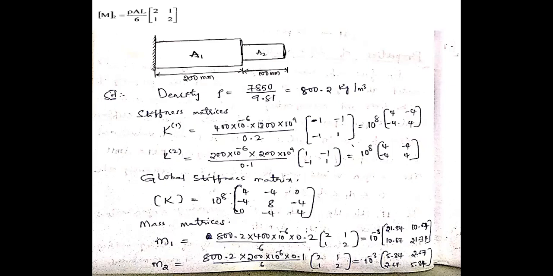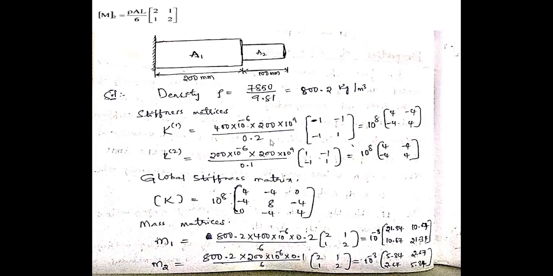So convert into meter square. Therefore 400 into 10 power minus 6. And E is given as 200 gigapascal, so convert into Newton per mm square, that is equal to 200 into 10 power 9, and divided by the length of an element. It is given in terms of mm, so convert into meters, that is 0.2.